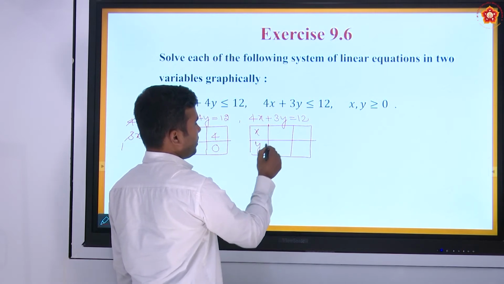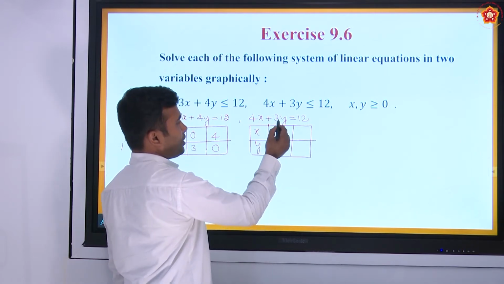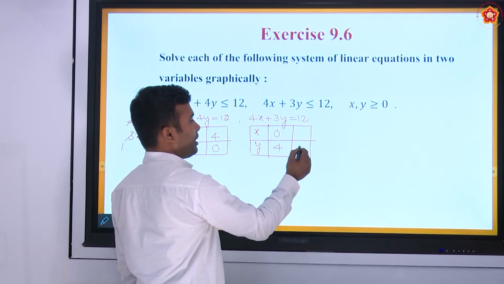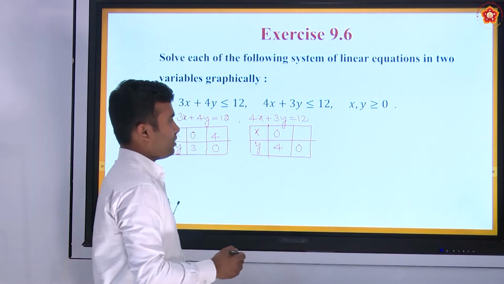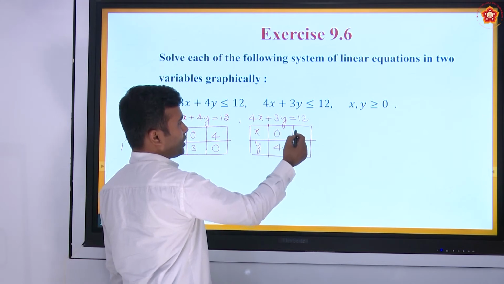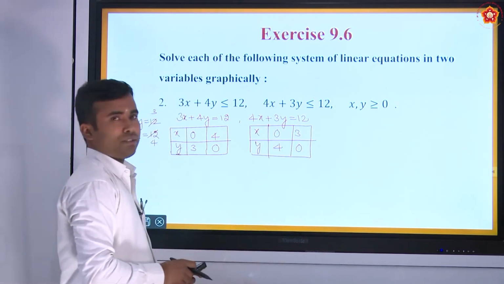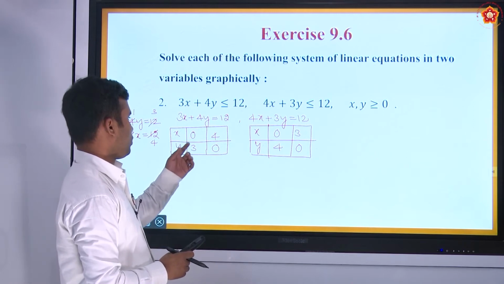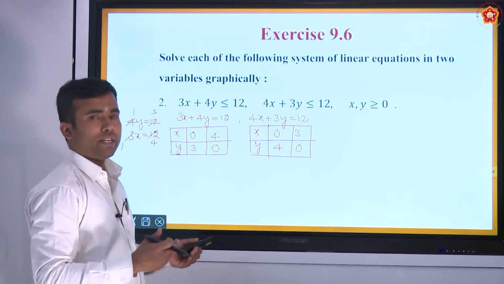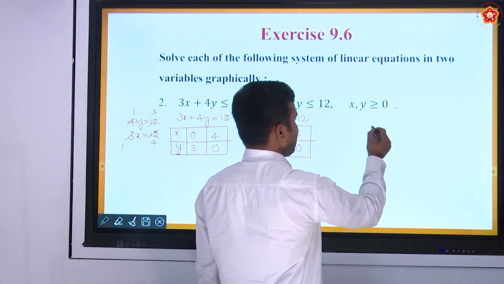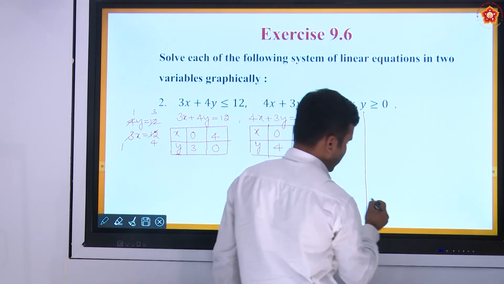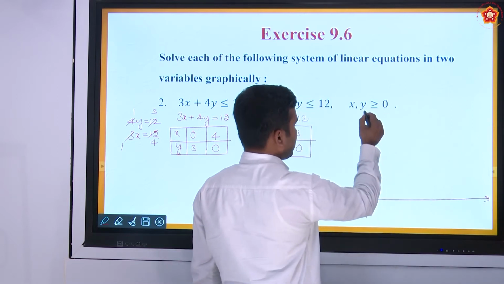Put x equal to 0 here. If x equals 0, 3y is equal to 12, so y becomes 4. Similarly, if y is equal to 0, 4x is equal to 12, so x is 3. So these are the points we have: 0 comma 3 and 4 comma 0, 0 comma 4 and 3 comma 0. Let us represent these points in a two-dimensional plane, that is, the Cartesian xy plane.